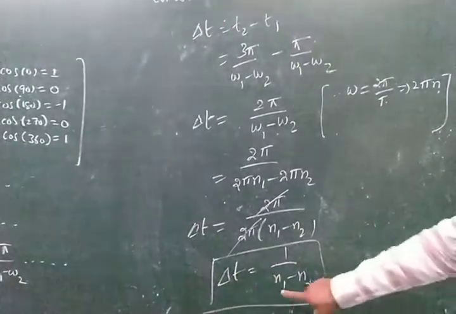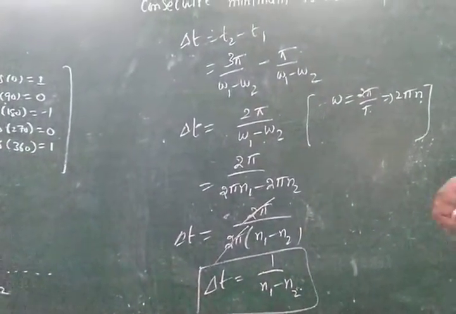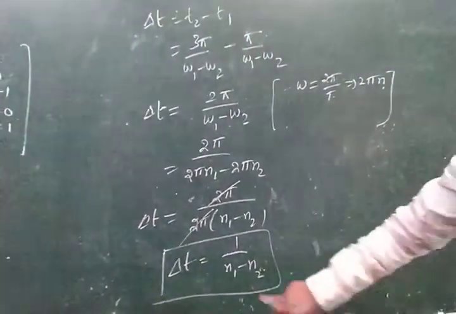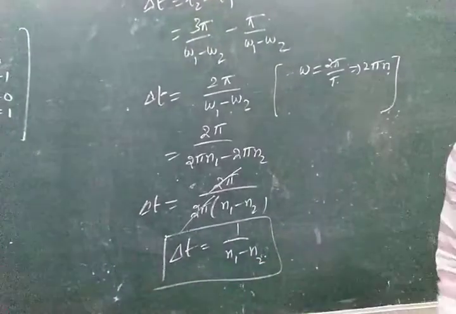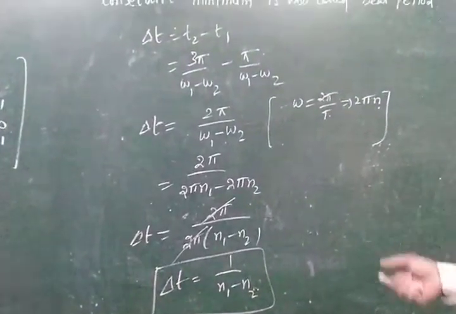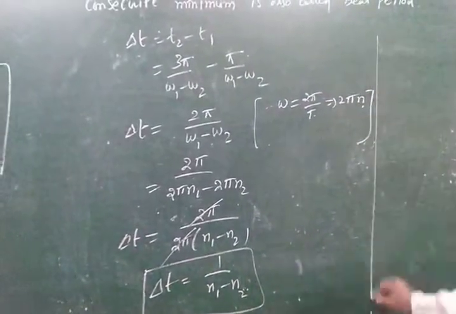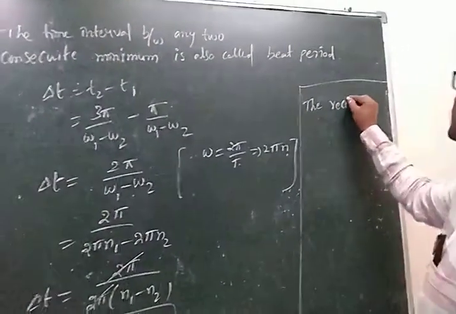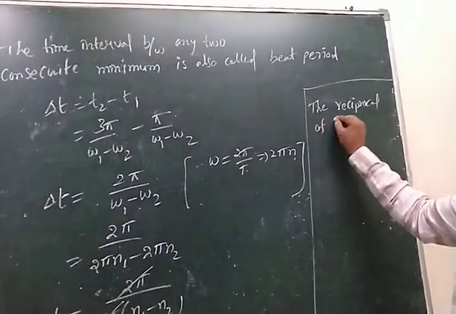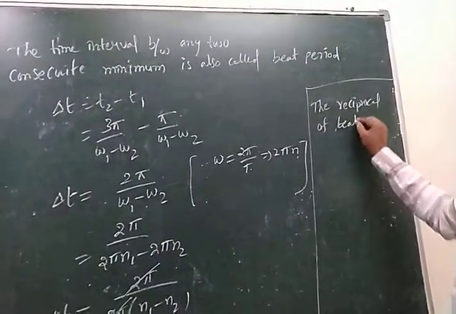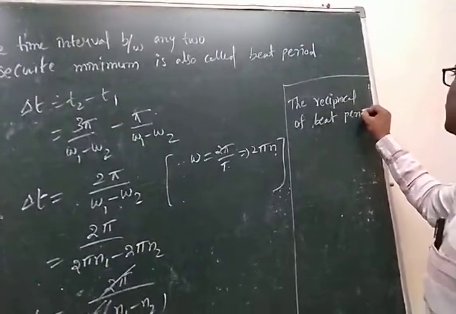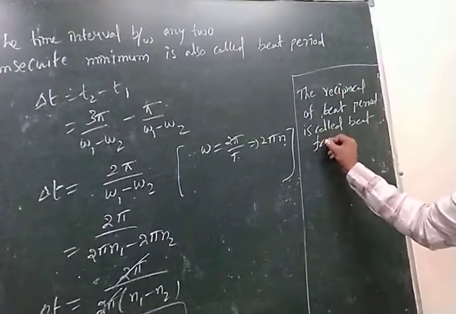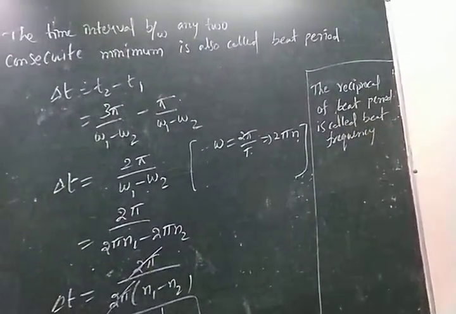Now observe, for the maximum also delta t is equal to 1 by (N1 minus N2), and for the minimum also the time interval will be 1 by (N1 minus N2). That means the beat period will be the same. The reciprocal of beat period is called beat frequency.